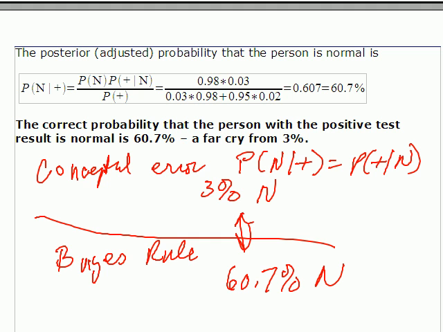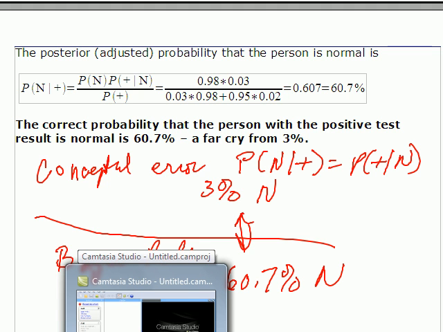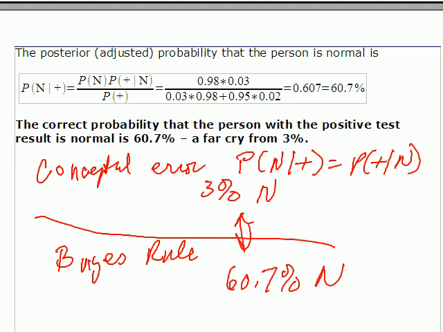In the lecture on contingency tables, we'll do the same calculation using contingency tables, and you'll see it's actually easier to work in a case like this with contingency tables.